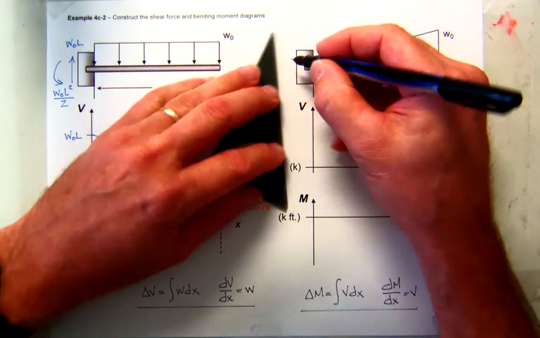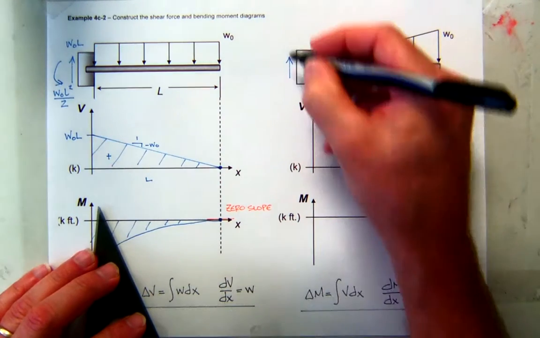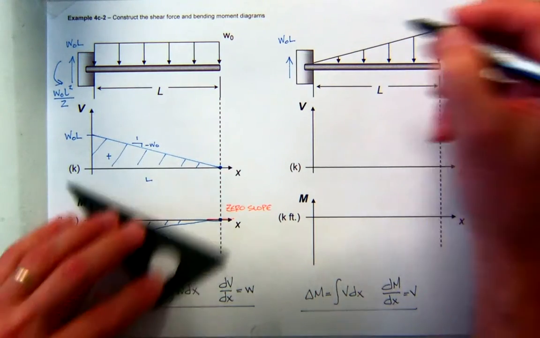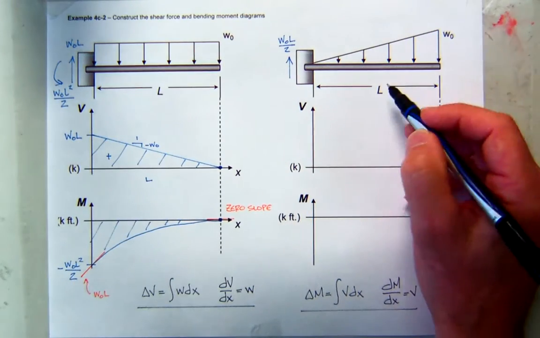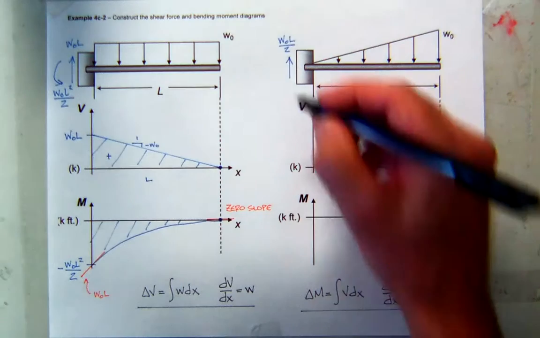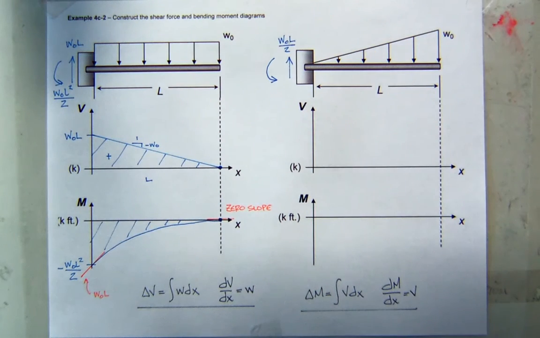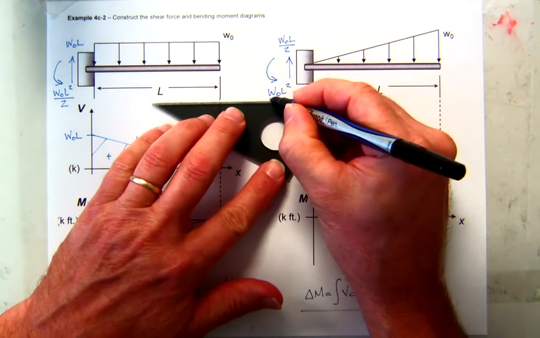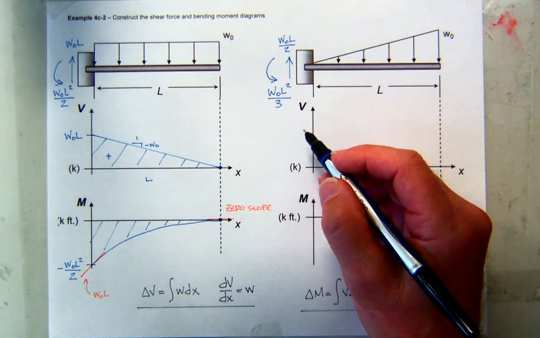Let's see. If I do this right, I think the reaction shear is up, and it's going to be W naught L over 2. Basically the area of this curve. It's a triangle, 1/2 base times height. And then the moment will be in this direction, and it'll be W naught L squared over 3. You can figure that out if I gave you enough time. It's okay. I think that's right.